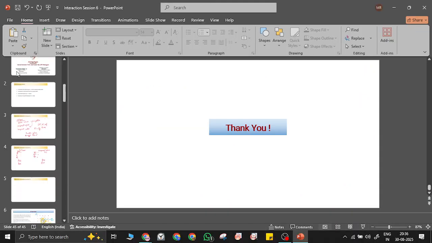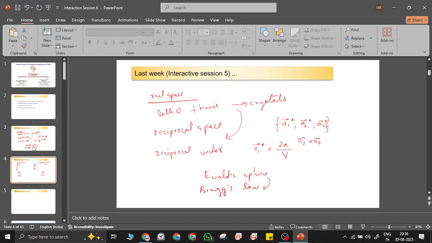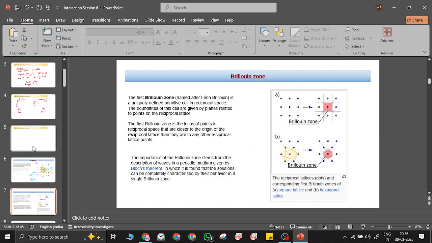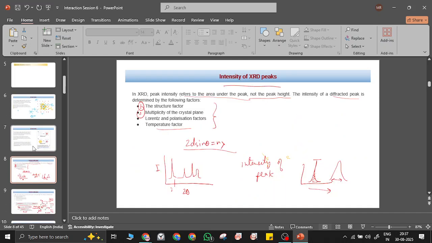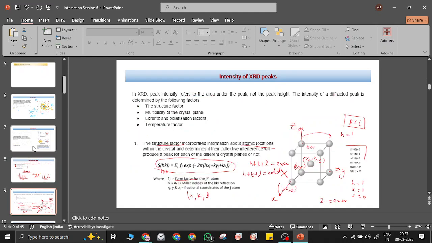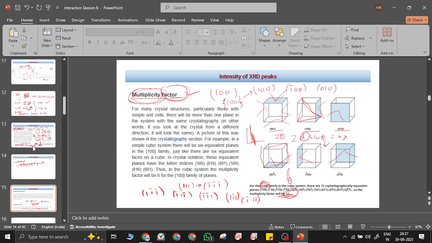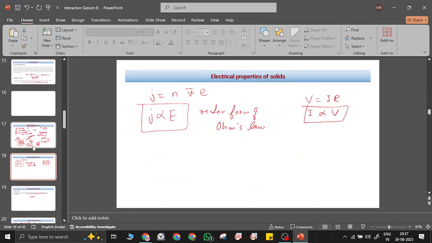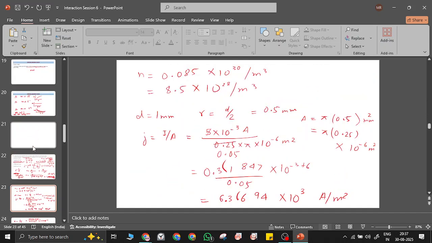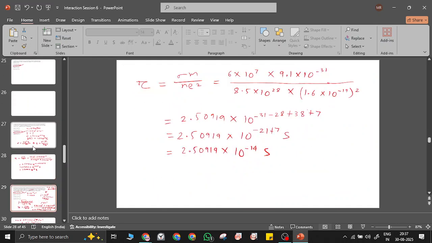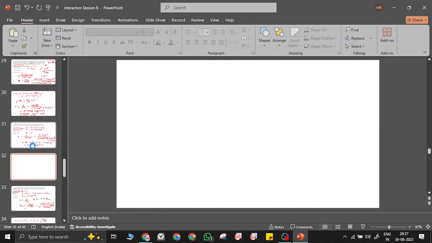Okay, so these were the questions and the topics that we discussed. We mainly discussed Brillouin zone, how to draw them, the first zone, second zone, and then we discussed the various factors on which the XRD peak intensity depends, like structure factor and multiplicity. And then we switched to discussing electrical properties of solids like current density, density of states, and then these were the questions we discussed. So if there are no more questions, we'll end today's session.